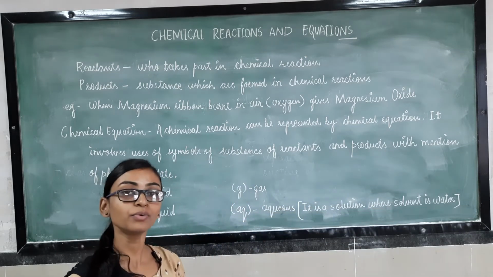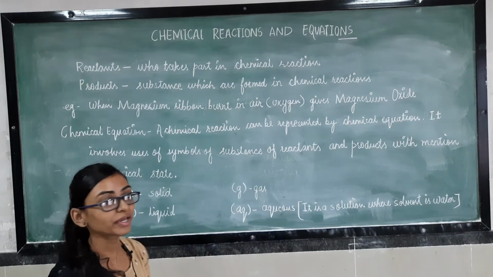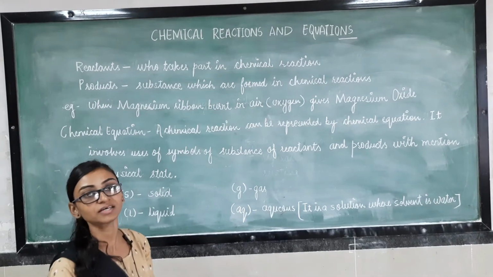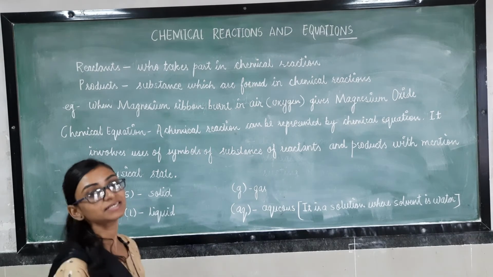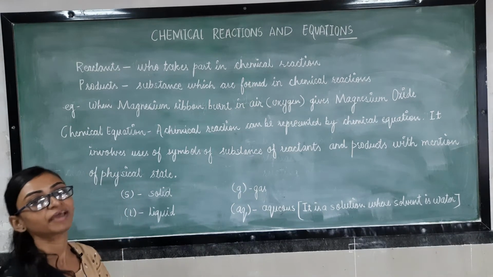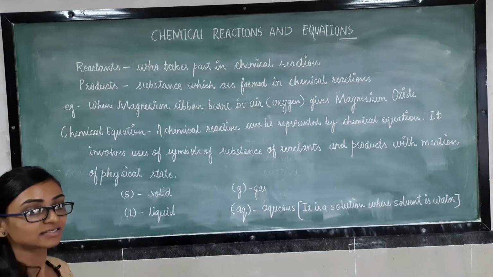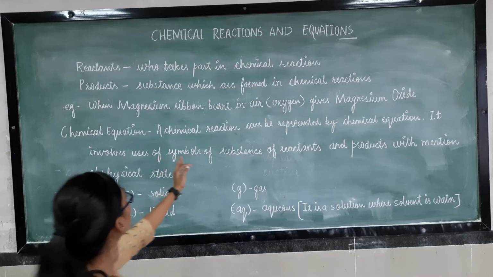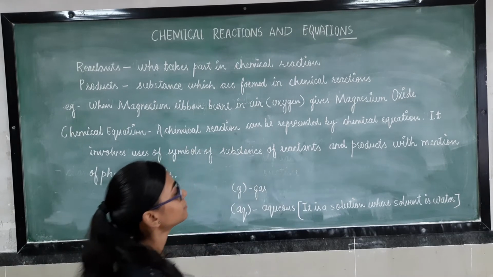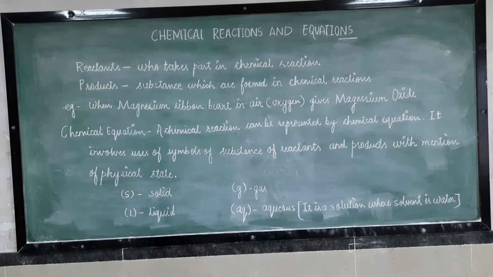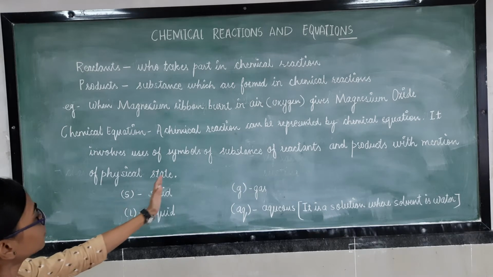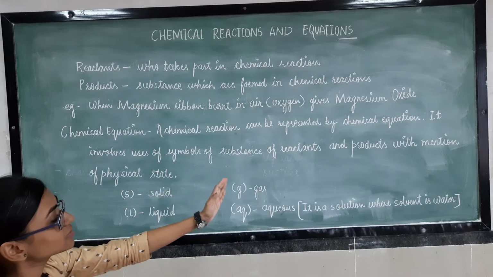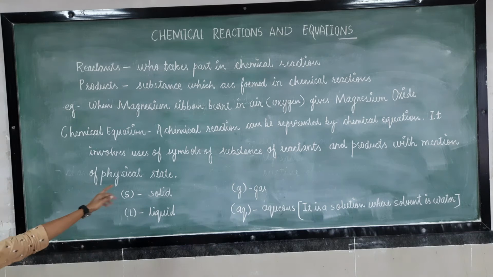Now how to write a chemical reaction, how we can symbolize or represent a chemical reaction? To represent a chemical reaction, we have chemical equations. So let us see what chemical equations are. A chemical reaction can be represented by a chemical equation. It involves the use of symbols of substances, of reactants and products, with mention of physical state.